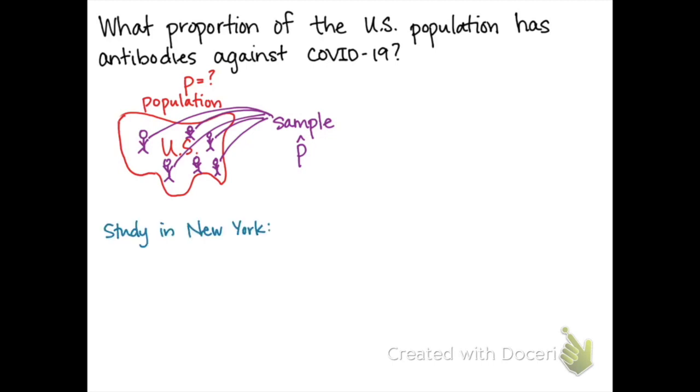A recent study in New York State found that out of 7,500 people, 14.9% tested positive for coronavirus antibodies. This tells us that the sample proportion P hat is equal to 0.149, or 14.9%. In fractional form, we could also write this as about 1,118 out of 7,500. The sample size N is equal to 7,500 because 7,500 people were sampled in total.